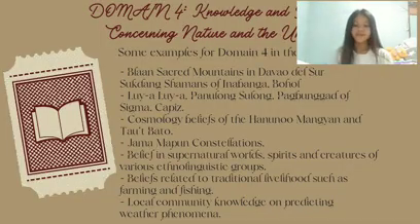The fourth domain is called knowledge and practices concerning nature and the universe. This refers to know-how and skills that communities have developed by interacting with their natural environments and may be expressed through language, memories, spiritualities, or worldviews. Traditional methods of architecture, agriculture, cattle breeding, and cuisine are among the related elements.